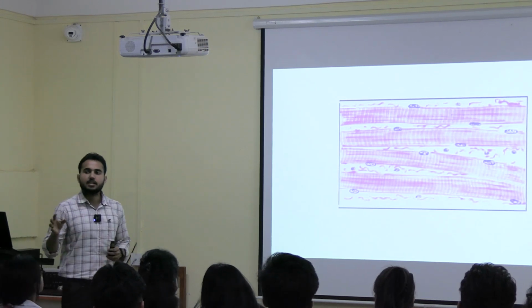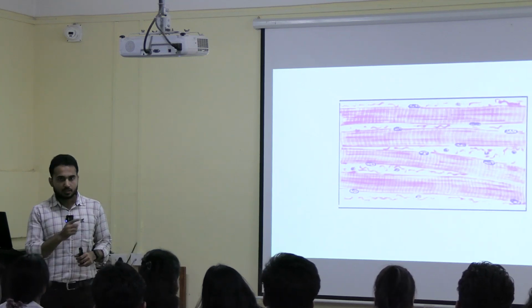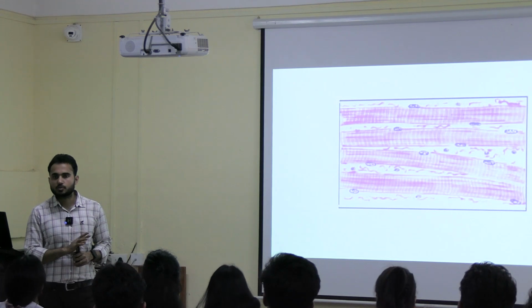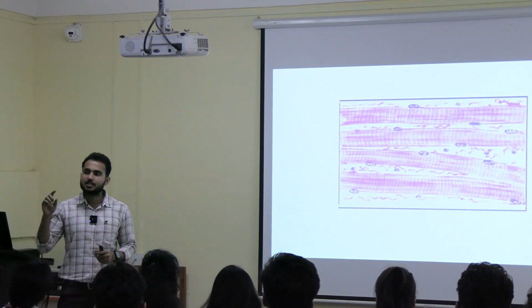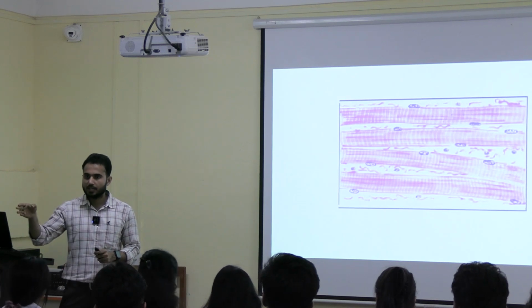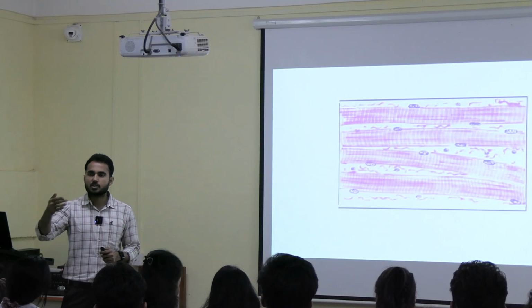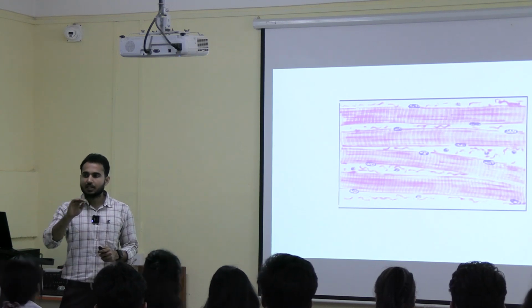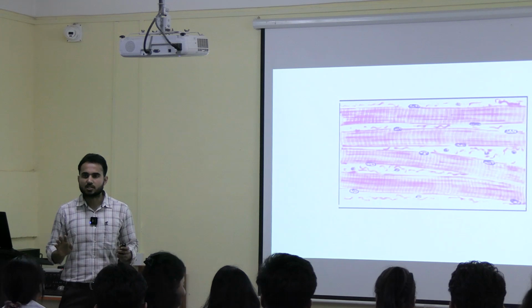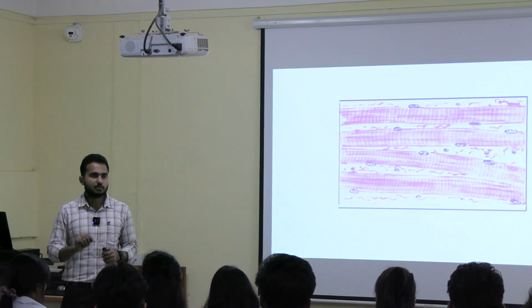So basically during the time of exam, I am talking about practical exam, this is the most important thing which you have to know. Whenever you will see the slide, first you have to identify the cross striations. Along with that you have to identify the nucleus, where the nuclei are situated mostly at the periphery, and the individual fibers, they are not branching. That much you should be able to identify under the microscope.